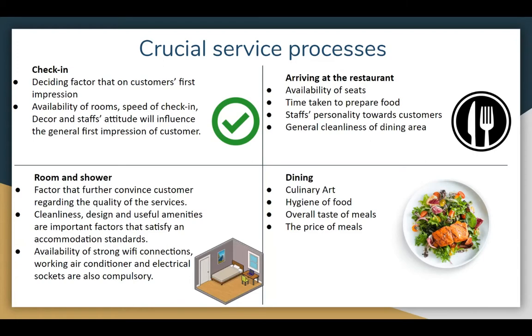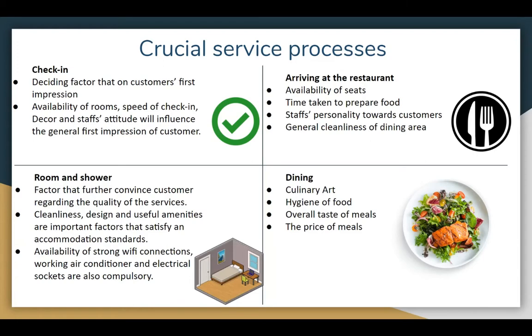Cleanliness, creative design, and common amenities are important factors that satisfy an accommodation standard or consumer's need. In addition, other tangibles such as availability of strong Wi-Fi connections, working air conditioning, and electrical sockets are also compulsory into this standard. The third crucial service process is arriving at the restaurant.